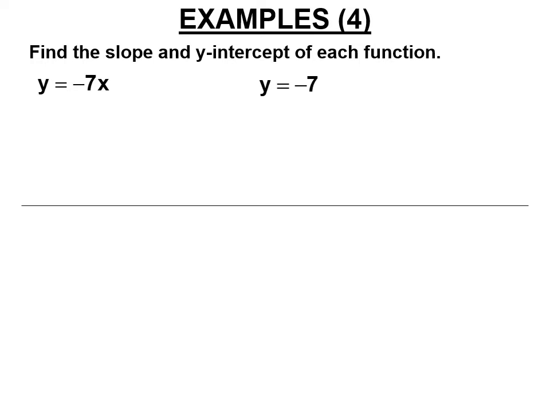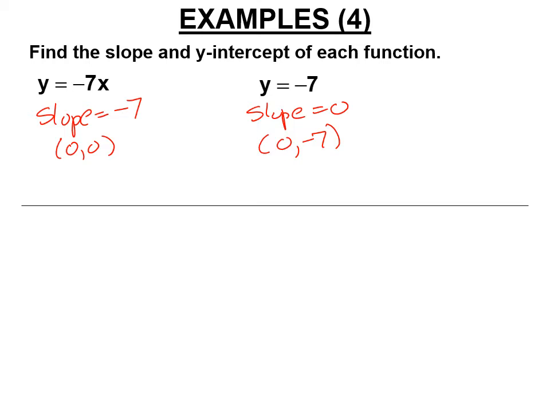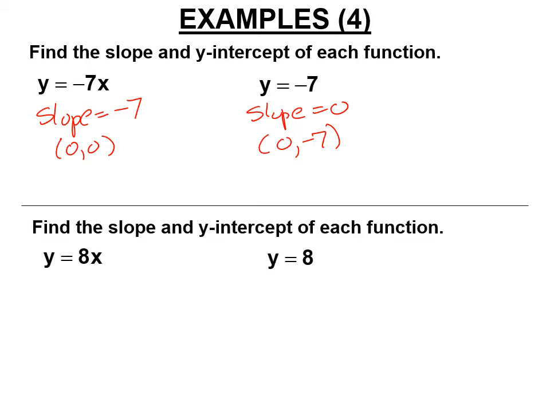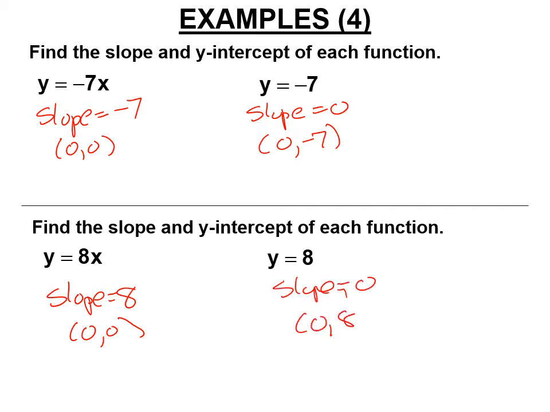All right, so let's compare these two. This one has a slope of -7 and a y-intercept of (0, 0). This one has a slope of 0 and a y-intercept of (0, -7). Compare these two. This one has a slope of 8 and a y-intercept of (0, 0). This one has a slope of 0 and a y-intercept of (0, 8).